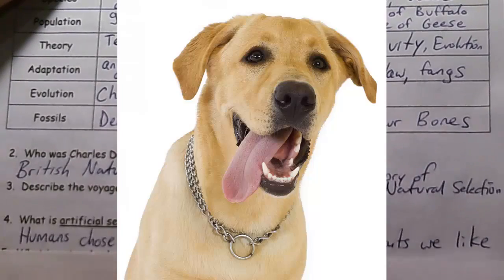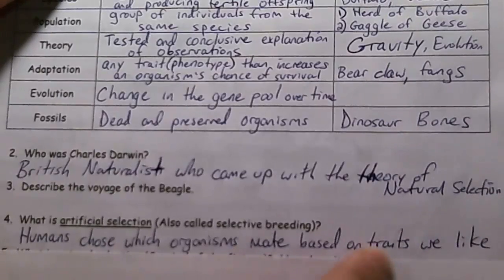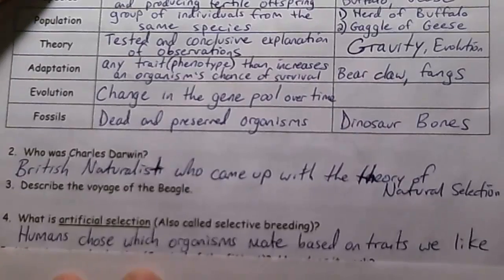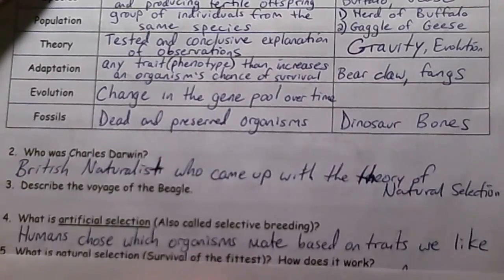We like dogs that have the floppy ears or the curly tails or the coloration that we like, and so we only allow those organisms to mate together. And so it's based on the traits that we like. We also do it with chickens and cows and corn.